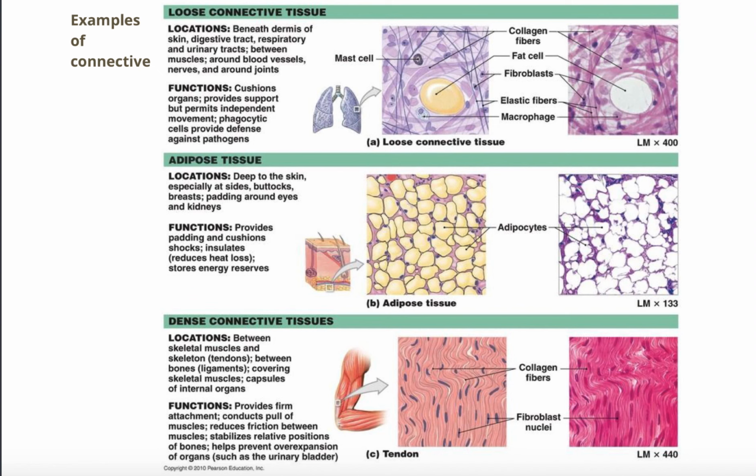Some classic connective tissue types. You can have connective tissue types that help stick organs down to the edges, also known as loose connective tissue or areolar tissue. Fat counts, so this is actually what fat looks like under a microscope.